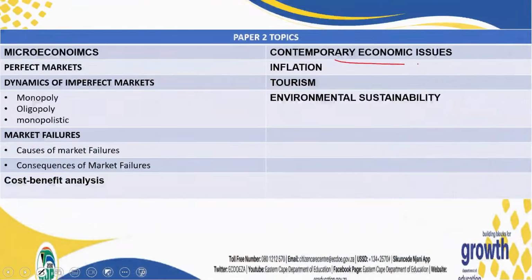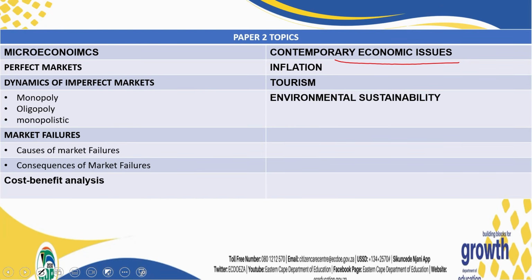Today's lesson is on the overview of Economics Paper 2. To start with, I'm going to give you the sections or the topics that are covered in Economics Paper 2. We have got microeconomics and we also have got contemporary economic issues.